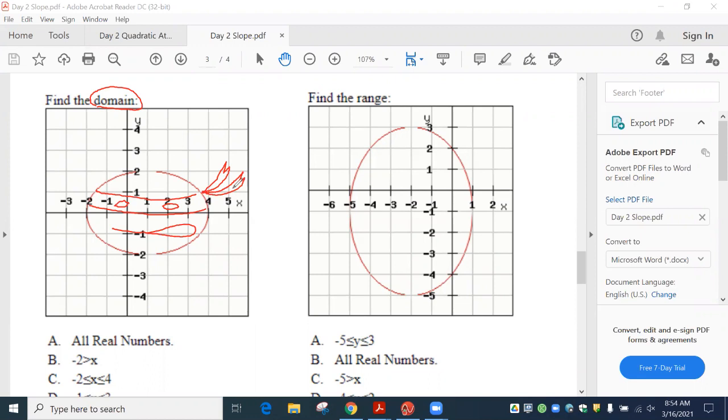All right, so we see the picture. So we're cropping this picture, okay? And so for domain, we're cropping the x-axis. So when I draw a line, it has to go through and touch the x-axis. So we go to the edge of my picture right here and we draw a line.